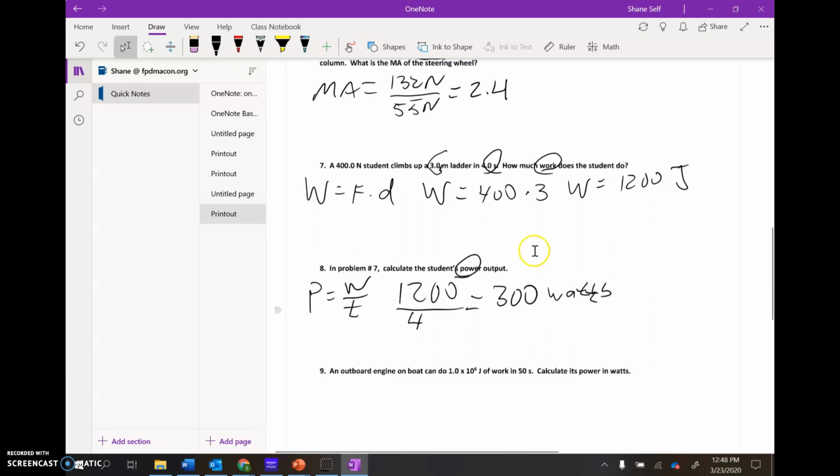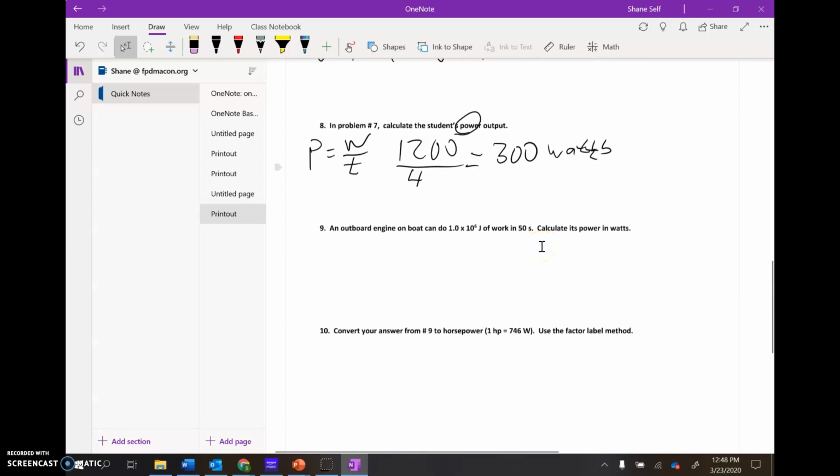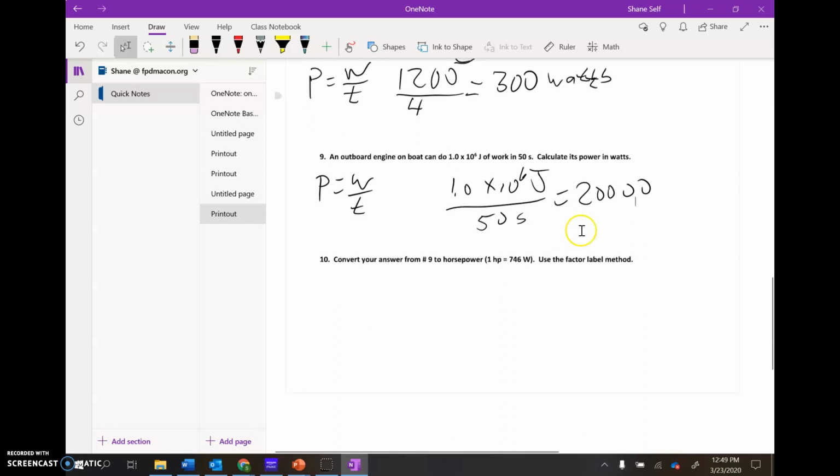All right, number 9. An outboard engine of a boat can do 1.1 times 10 to the 6 joules of work in 50 seconds. Calculate its power. Once again, power is equal to work divided by time. So it's simply 1.1 times 10 to the 6 joules divided by 50 seconds, which gives us power of 20,000 watts.